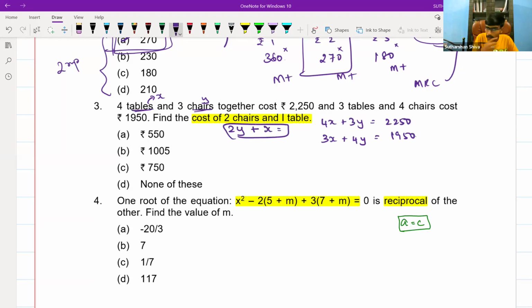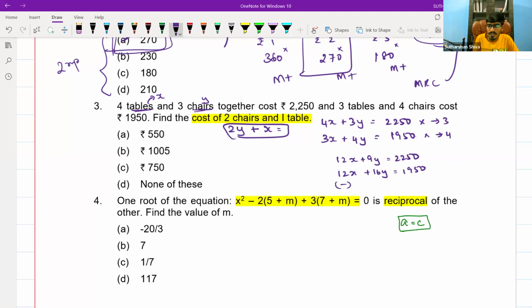Okay, so I will go with, I want to cancel it. So what I am going to do, I just multiply the value by 3. This equation I'm going to multiply by 3, and this equation I'm going to multiply by 4. Then it will become 4 3s are 12x plus 9y equal to 2250. Then if I multiply by 4, it will become 12x plus 16y equal to 1950.